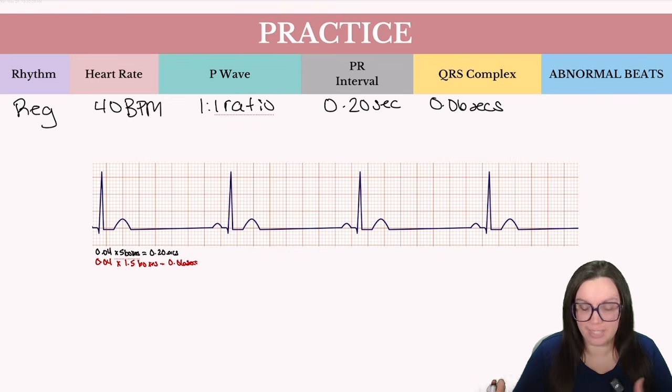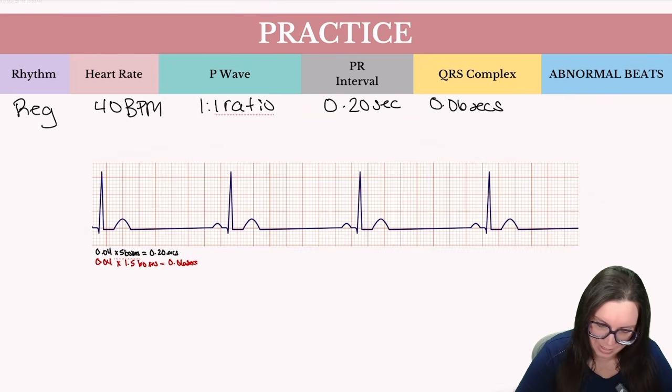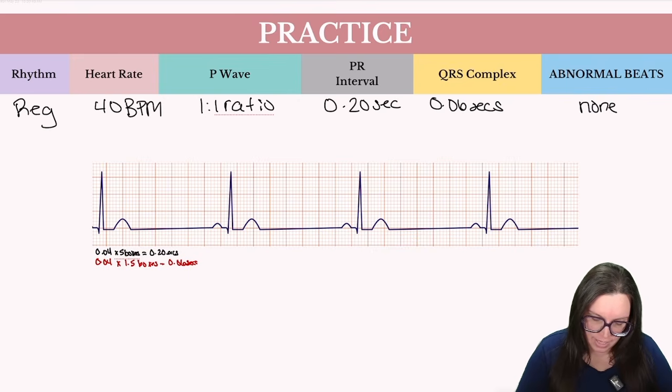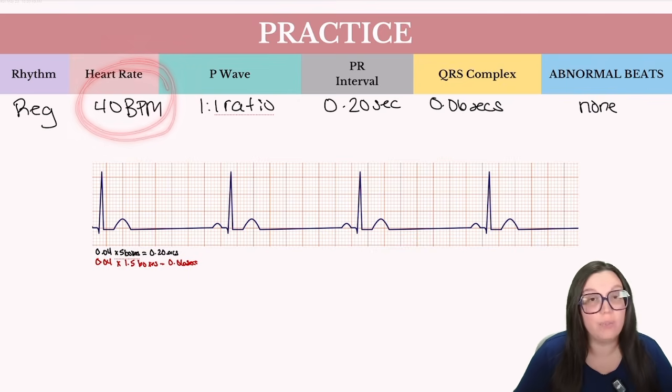And lastly, we want to look to see if we have any abnormal beats. Based on everything that I can see here, everything's pretty consistent, so we can go ahead and say that there are none. So out of everything I can see, everything's pretty much normal, except right here, our heart rate is a little bit slow, right?